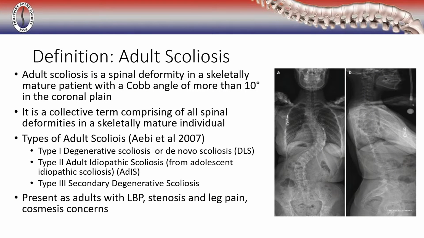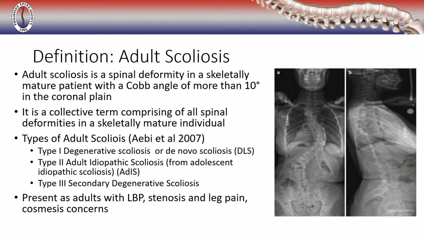So typically, adult scoliosis pertains to a spinal deformity in a skeletally mature patient with a Cobb angle of more than 10 degrees in the coronal plane. There are essentially two main types. The first one is the primary degenerative type, or the de novo scoliosis, which develops after skeletal maturity and is characterized by advanced degenerative changes, usually more predominant in the lumbar region. The second type is the adult idiopathic scoliosis type, which is essentially those adolescent idiopathic cases that have grown into adulthood. They develop before skeletal maturity and may or may not be symptomatic in adult life.